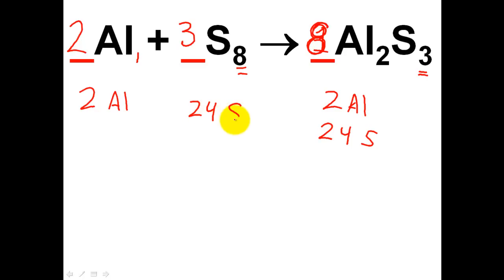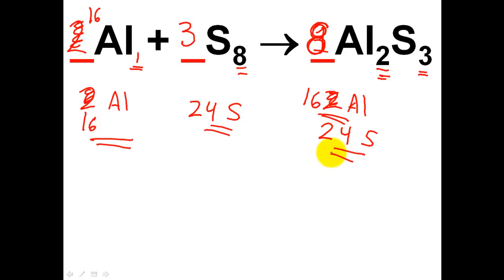24 sulfurs. I hope you understand now that the aluminums have been altered. I've changed the coefficient. And now 8 times 2 gives me, not 2 aluminums anymore, scratch that off, 16 aluminums. So if I have 16 aluminums in the products, I need 16 aluminums over here. Let's scratch that 2 off. The question is, what times 1 gives me 16? Yes, 16 times 1. 16. And a quick assessment, 16 aluminums, I have that over here too. 24 S's, have that over there. Guess what? Law of conservation of mass has been satisfied. I've balanced the chemical reaction correctly.